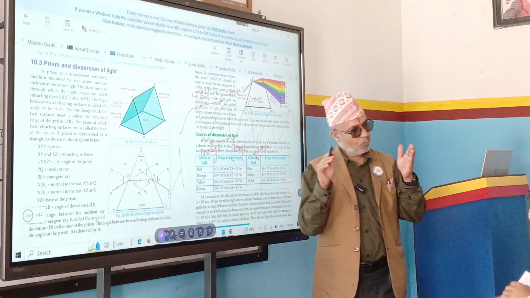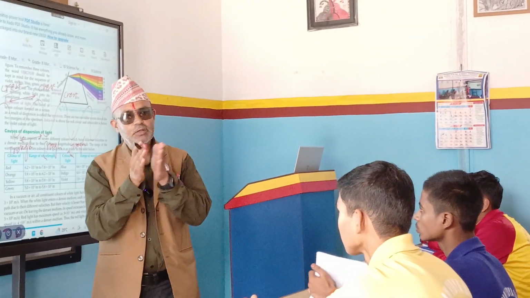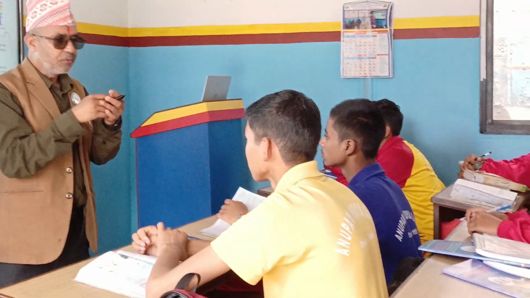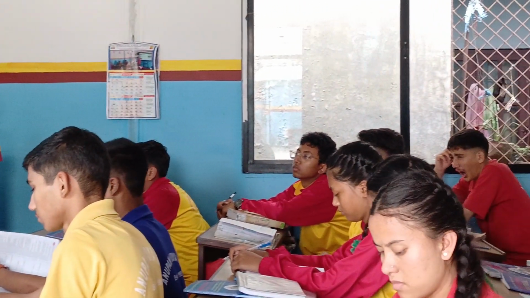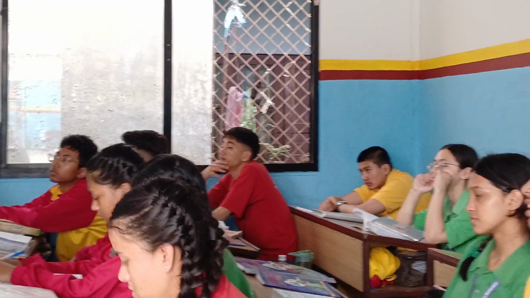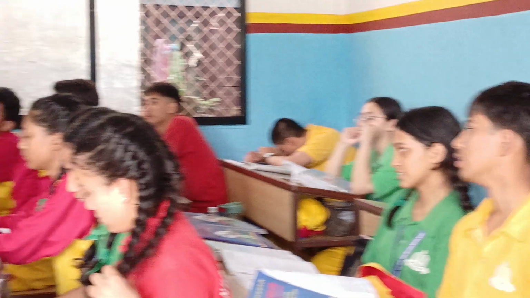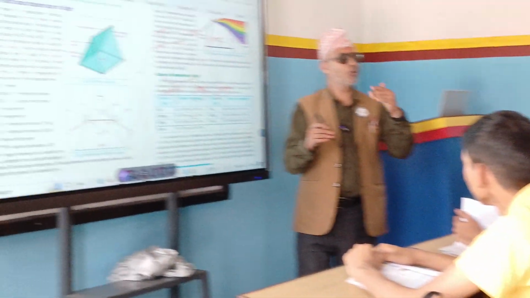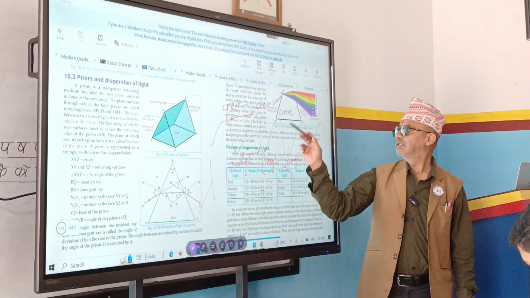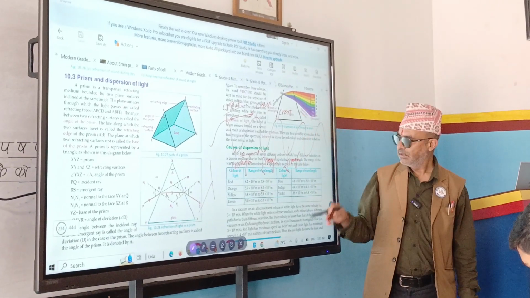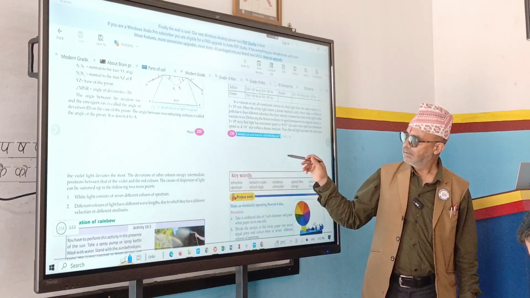So when light is traveling in air, all the colors travel with the same speed. But when the medium changes, when it goes into glass or water, the speed of light decreases. Then these individual colors move with their own speed, and dispersion takes place. So 7 different colors are produced. Okay, this much has been discussed by him.